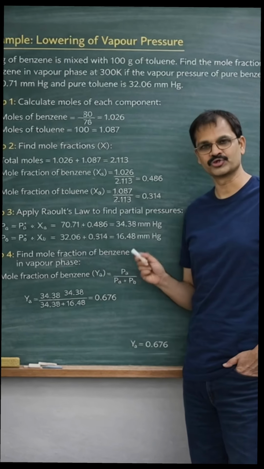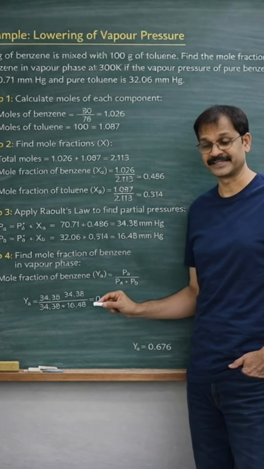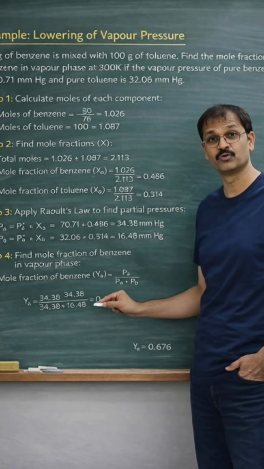In step 4, we use Raoult's law. The mole fraction of benzene in the vapor is its partial pressure over the total pressure.